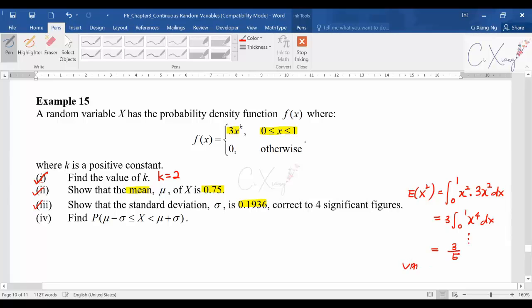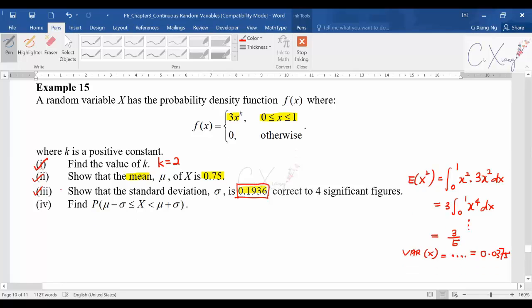After that, you get the variance. So how to get the variance? Again, I skip the steps. You try to apply the formula yourself and get the answer. The answer for variance is 0.0375. After that, to get the standard deviation, you square root it. So when you square root it, you should get 0.1936. So you can complete this one yourself also.